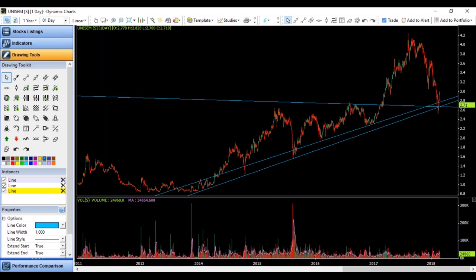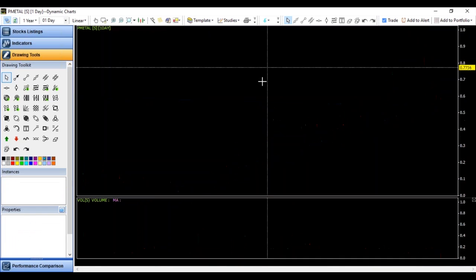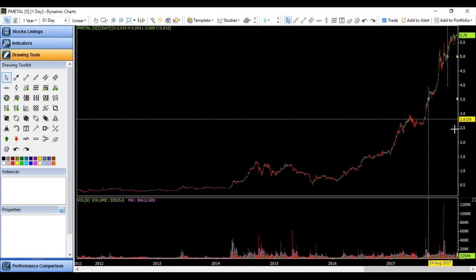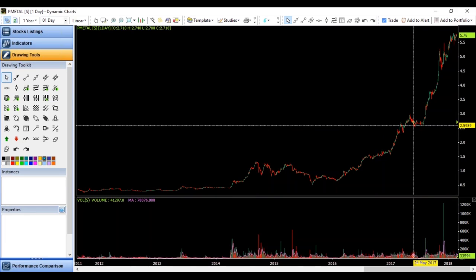Now coming on to one of the most important sectors, industrial production. How many stocks are there? More than 213 stocks in this sector. How do you look at these stocks, or how do you try to assess? But let's look at first P metal.